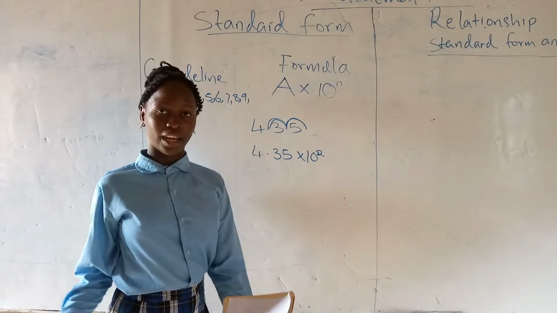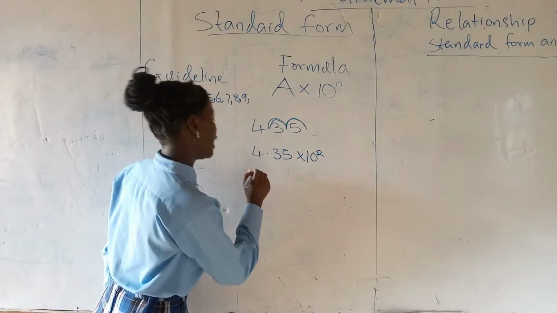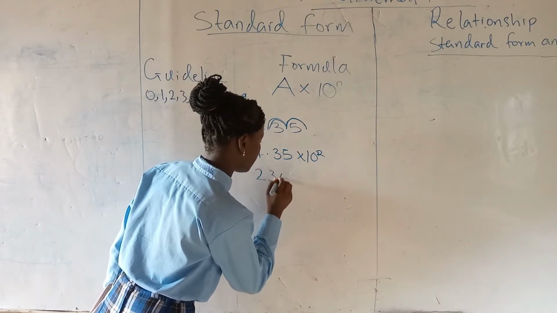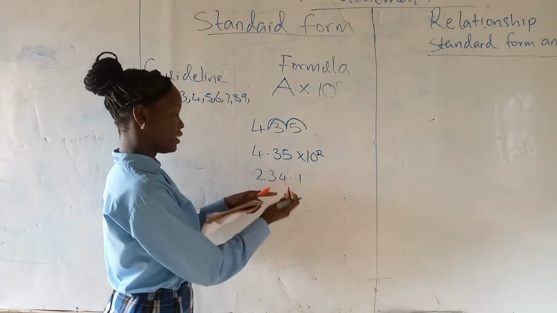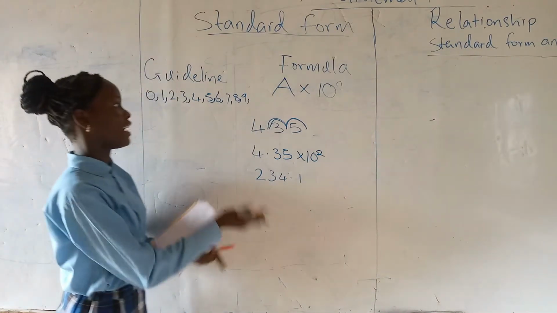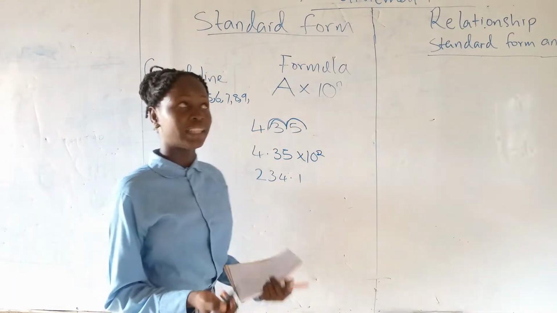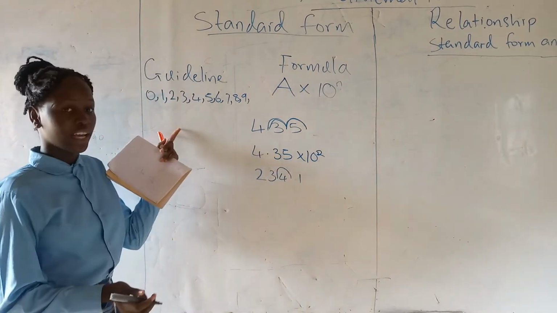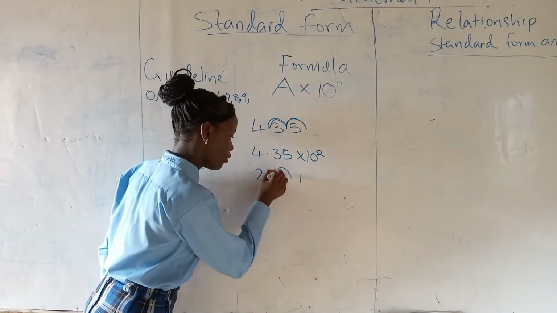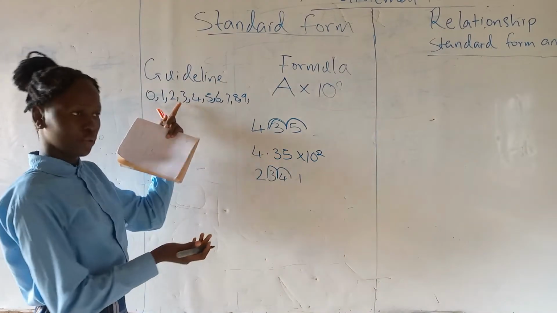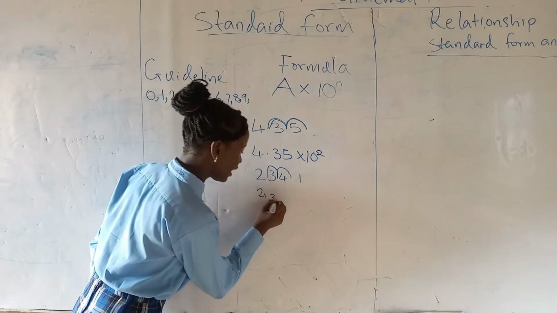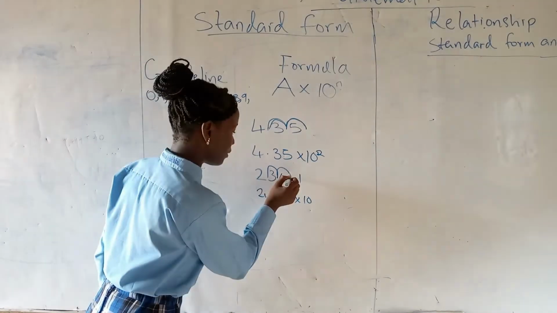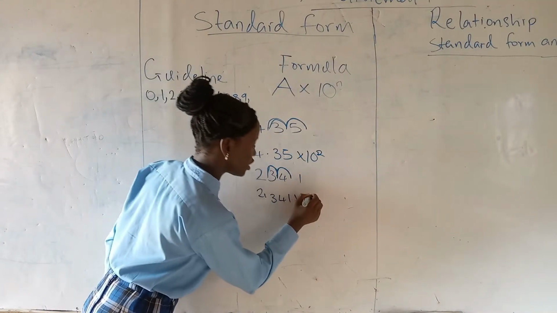Now let's go to another example. If you have 234.1, our point is in between a number that cannot be found in our guideline. So we have to move it to a number that we can find in our guideline. We can't find 23 here, so we have to move it backward again. And when we move it backward, it will be 2, and we can find 2 here. So it will be 2.341 times our base raised to the integer, which is how many times we moved it? 1, 2, which is 2.